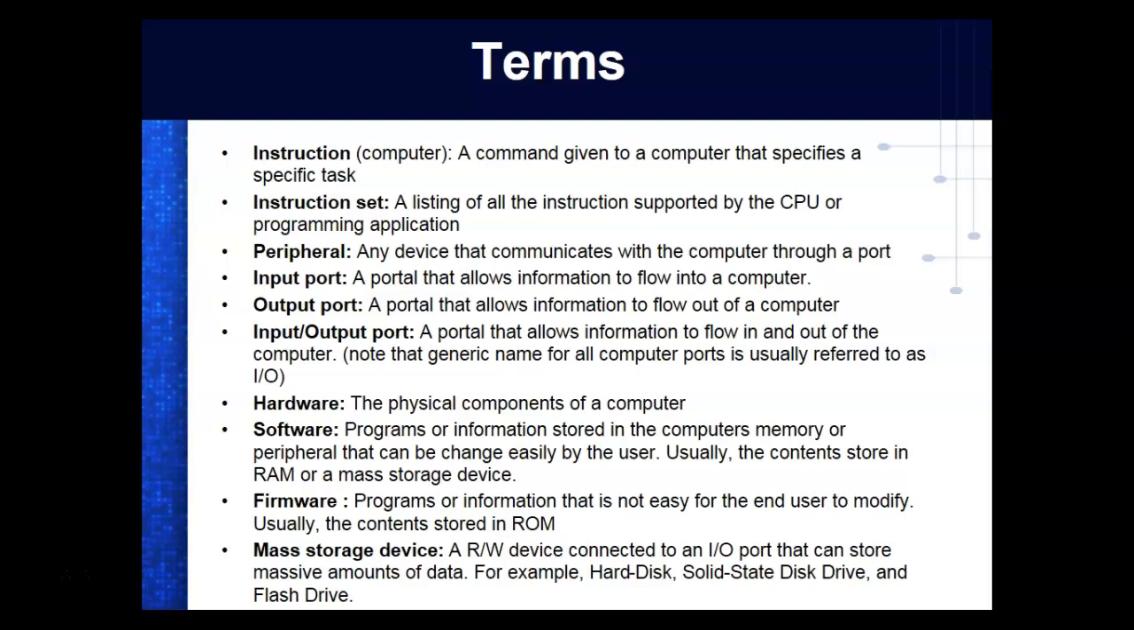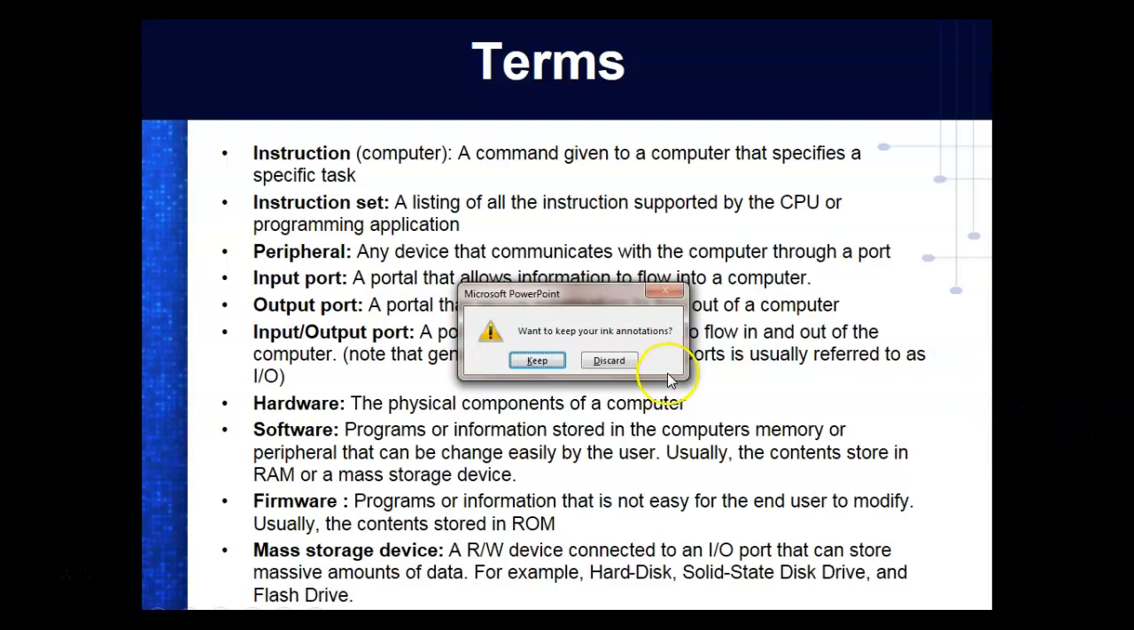A peripheral is any device that communicates with the computer through a port. An input port is a portal that allows information to flow into a computer. An output port is a portal that allows information to flow out of the computer. An input-output port is a portal that allows information to flow in and out of the computer. Note that generic term of input-output ports, they call it I/O, even though there's truly only one input and one output. So I can come up here and look at this computer.